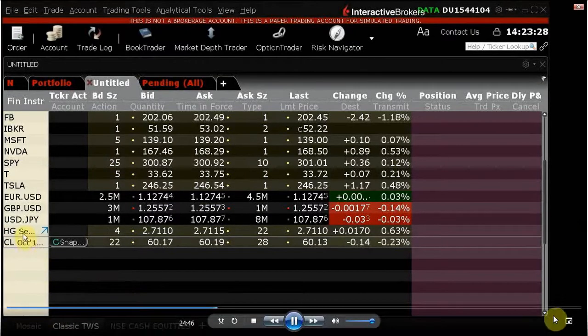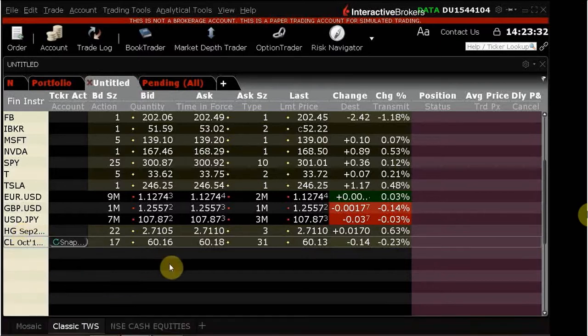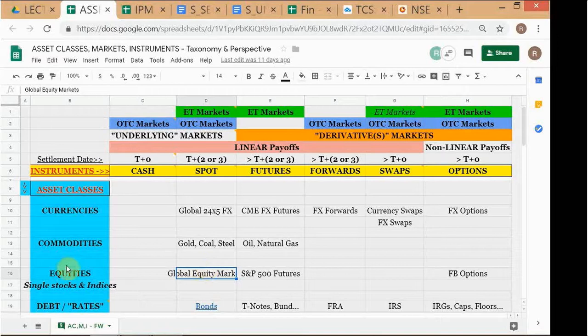So here I have copper and I have crude oil. Okay. So both of these will go in commodities. Is that clear? Asset class wise, they'll both go in commodities. I shouldn't have prompted you, but you guys have already answered for copper, right? So this goes in commodities, okay?